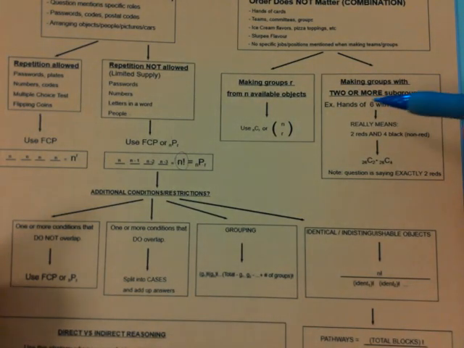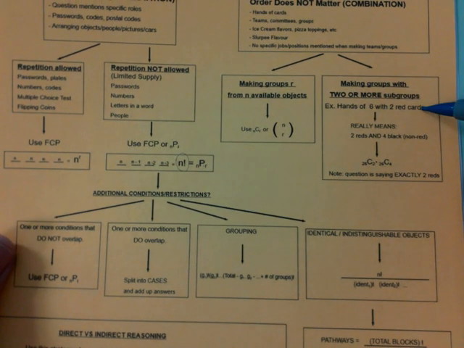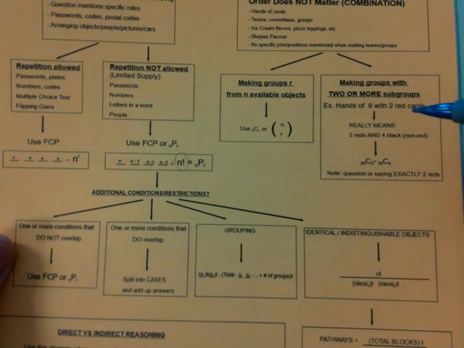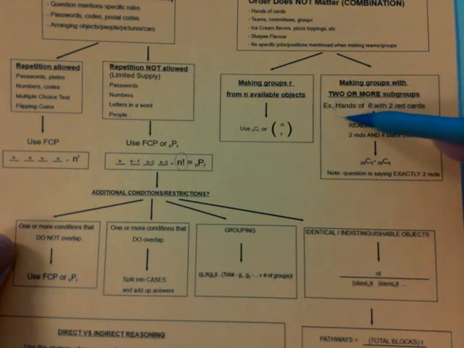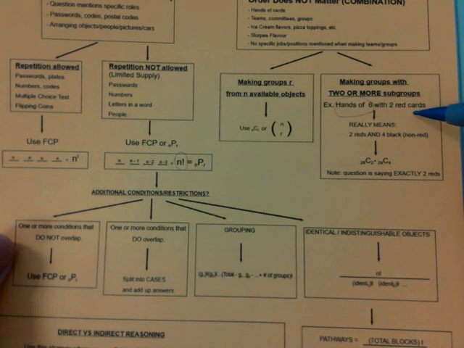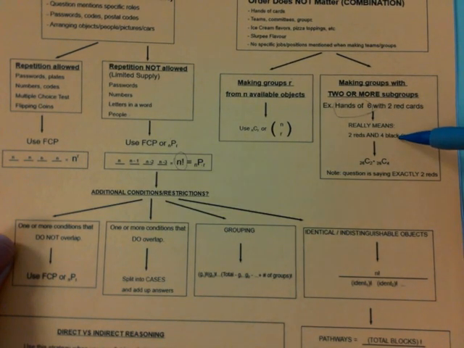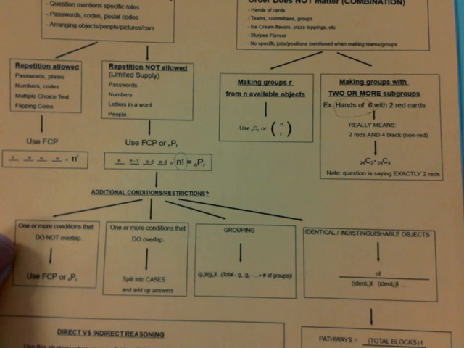Maybe just a refresher. Hands of 6 with 2 red cards. What they really mean is 2 red cards and 4 black. If you're making a hand of 6 and it says exactly 2 red cards, you should know that the rest needs to be filled with whatever remains. That's what I mean here.